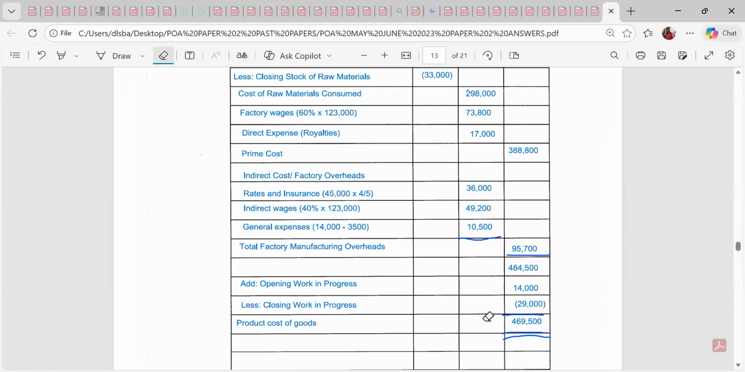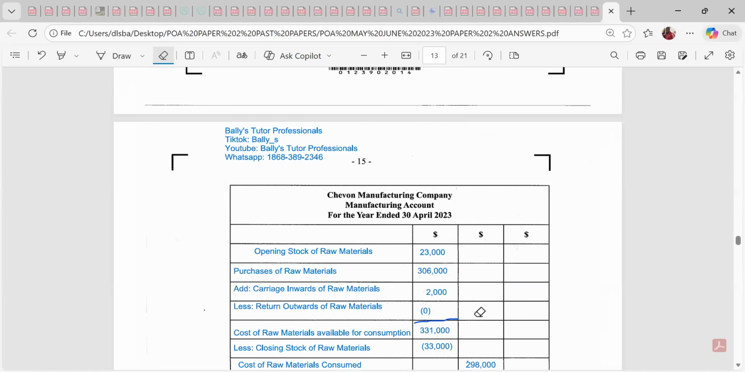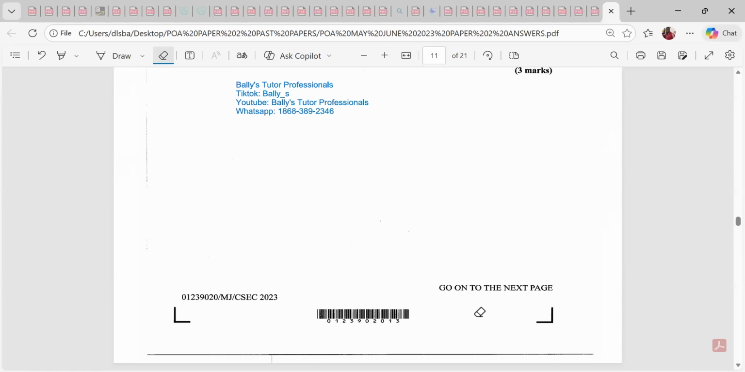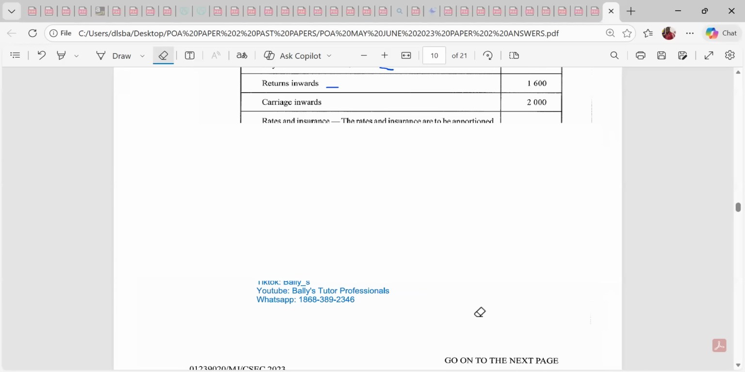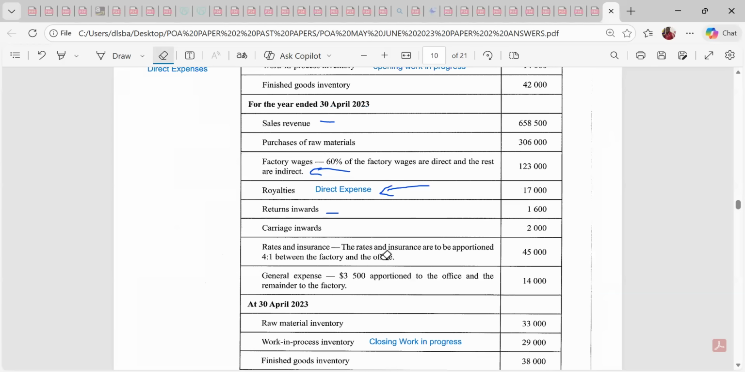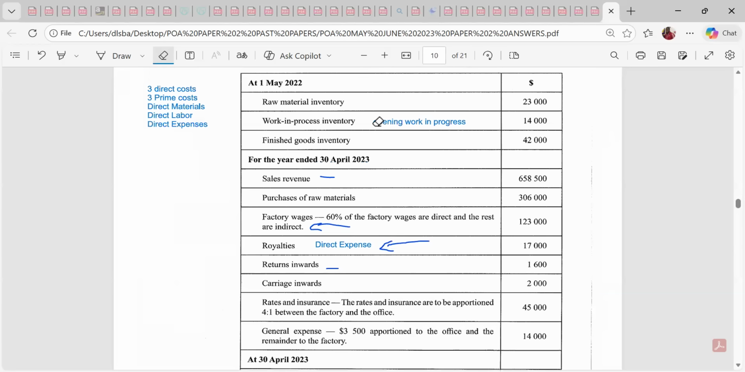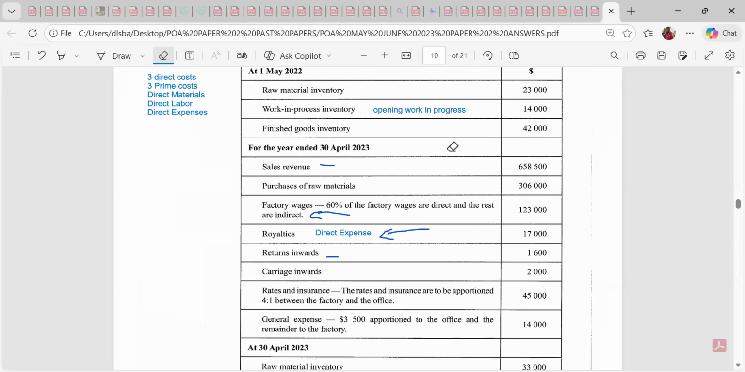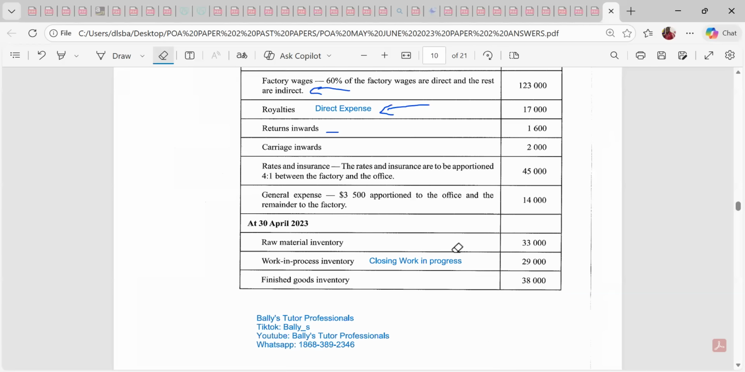So if you get a manufacturing accounts question, all you are doing is adding up all of your costs together. You're adding up your direct costs, get your total, add up all your indirect costs, get a total, add them together. And then you add your opening work in progress, which is the goods that you start making but you didn't finish making yet, and minus your closing work in progress. And that will give you a production cost. Look at it. The opening work in progress at the start of the year, 14,000. Closing work in progress at the end of the year, 29,000.